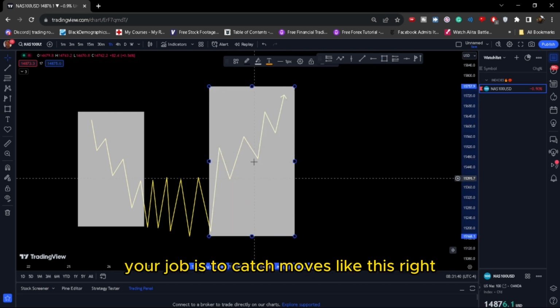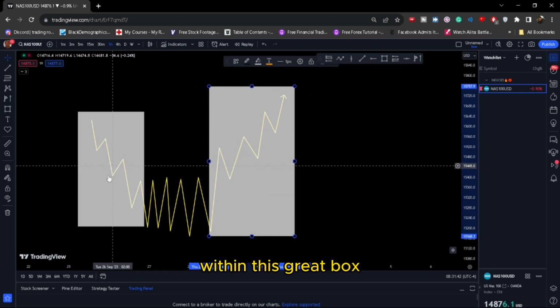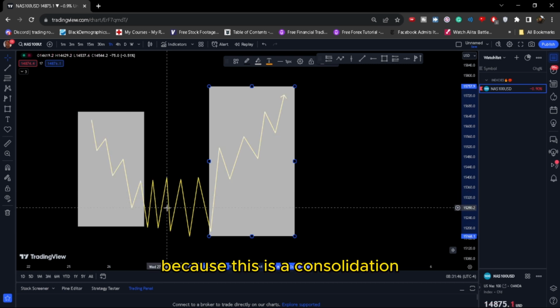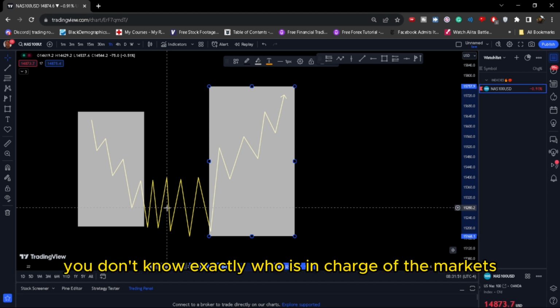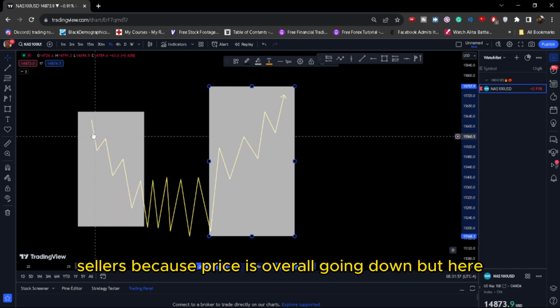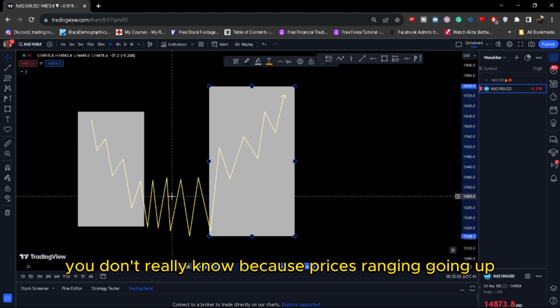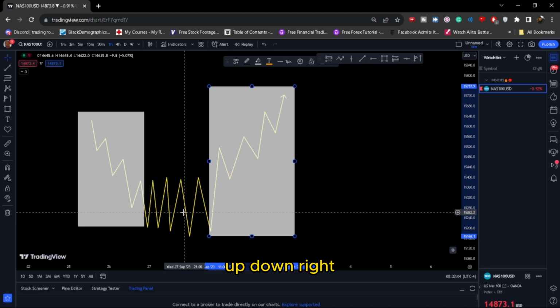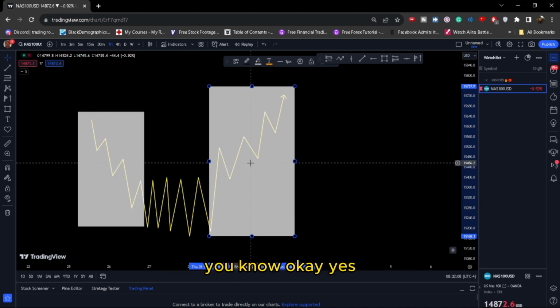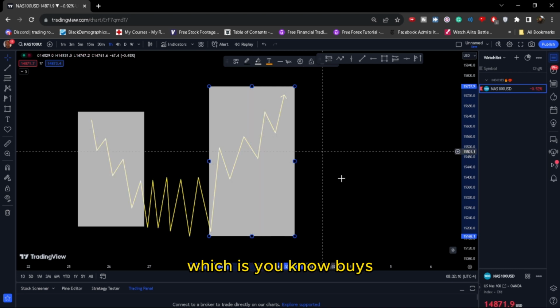That's your job. Your job is to catch moves like this, within this gray box, not this particular move here, because this is a consolidation, and consolidation just means you don't know exactly who is in charge of the markets. But in this particular box here, we know it's sellers because price is overall going down. But here you don't really know because price is ranging, going up, down, up, down, up, down, right? It doesn't really pick a direction. But in this second box here, you know the direction is up, which is buys.